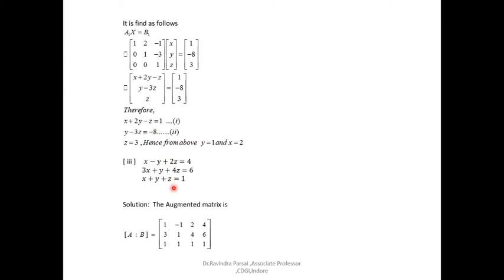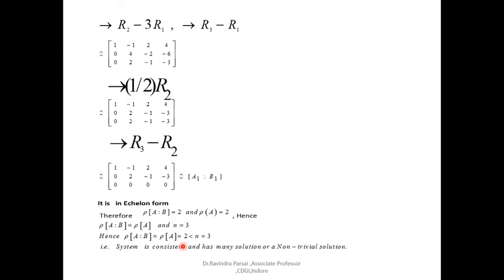Now you come to analyze the next step. The third example is x minus y plus 2z equal to 4, 3x plus y plus 4z equal to 6, x plus y plus z equal to 1. So now we come to the solution in an analogous manner. First you write the augmented matrix: 1 minus 1 2 4, 3 1 4 6, 1 1 1 1. So you are getting this.